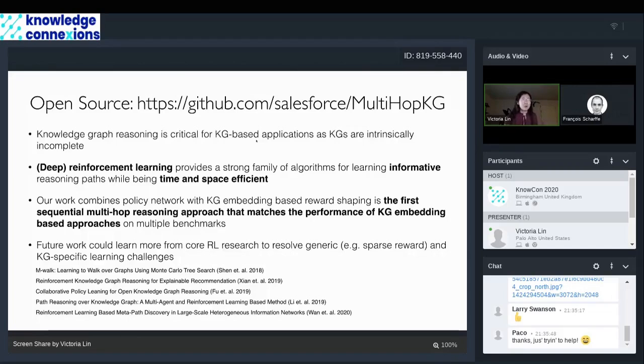And for future work, there are more exciting works proposed after us. We should definitely look into more core reinforcement learning research to find ways to resolve challenges that are either generic to reinforcement learning or knowledge graph specific. But overall, I think this is still a very exciting research space.